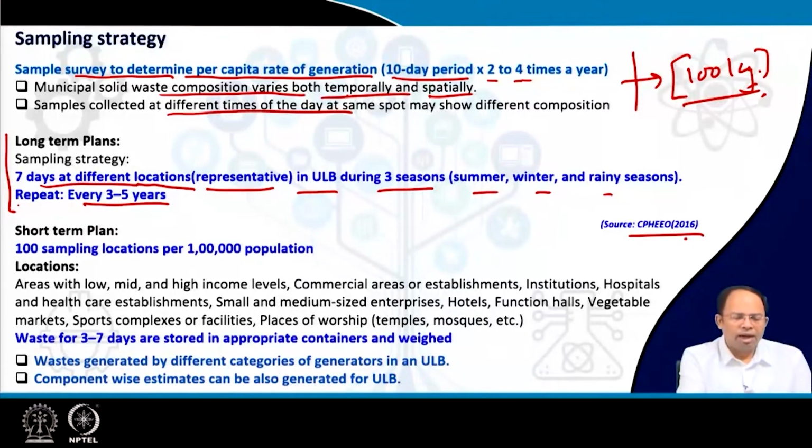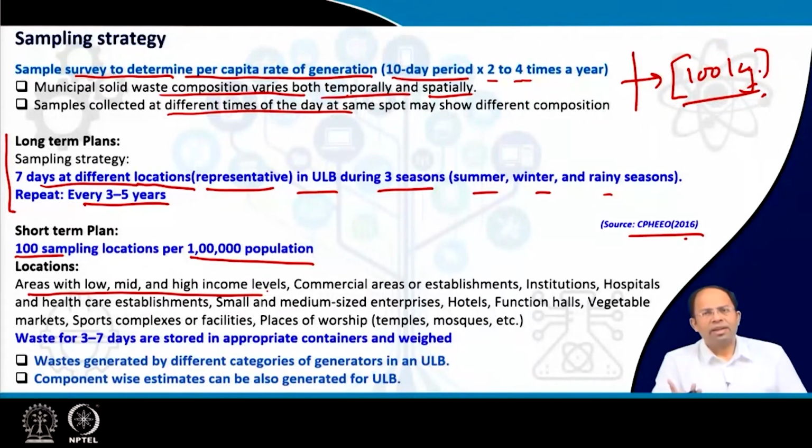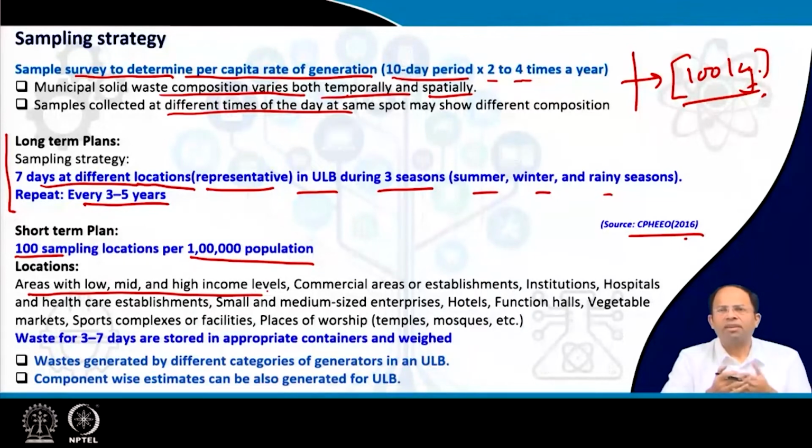So what happens during short term plans? Like, we have to do it immediately. So the other way is, for every 1 lakh people, we should collect samples from 100 sampling locations. Now, what are these sampling locations? These could be areas with low, middle and high income levels. Even though all are residential areas, some are posh areas, some are slum areas. So the quantity or the characteristics of waste that will be generated from these areas are definitely different, because rich people will consume certain kinds of goods, poor people will consume other kinds of goods. Maybe packaging would be much less over there. So that requires us to collect samples from both the areas.